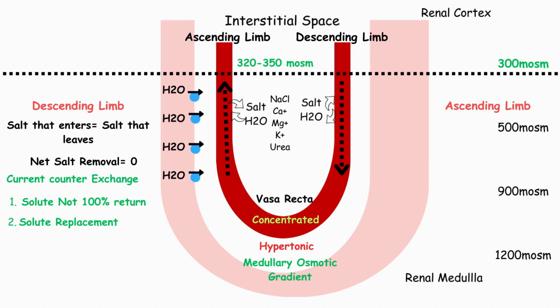Although countercurrent exchange prevents net solute washout from the medulla, very small amounts of solute reabsorbed from tubular fluid and incomplete equilibration cause blood leaving the vasa recta to be slightly hyperosmotic compared with blood entering it.